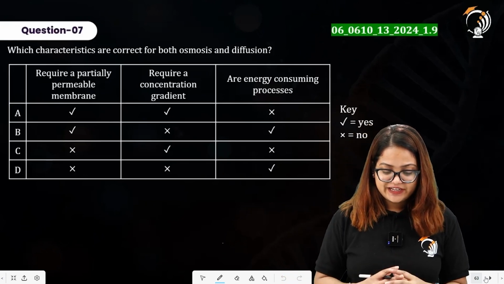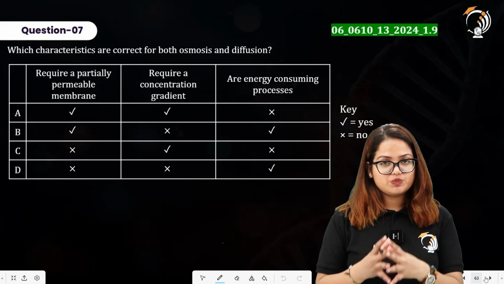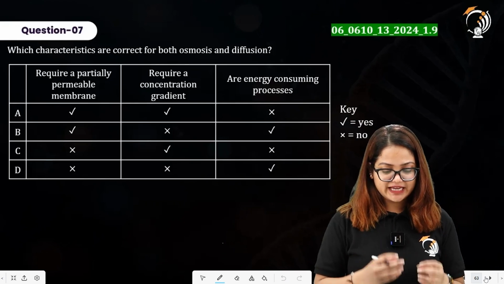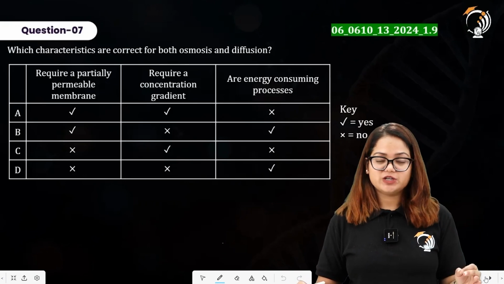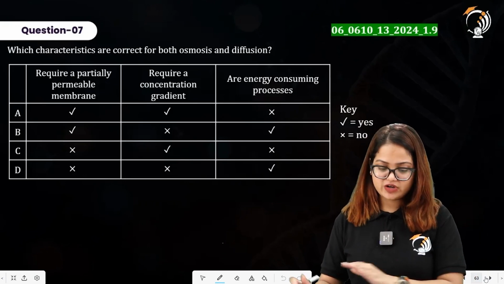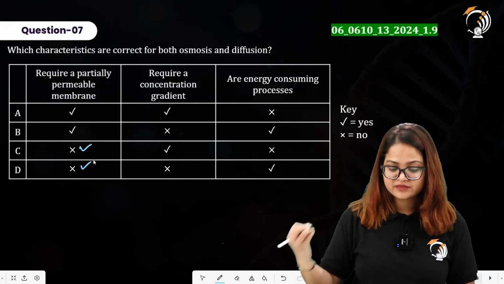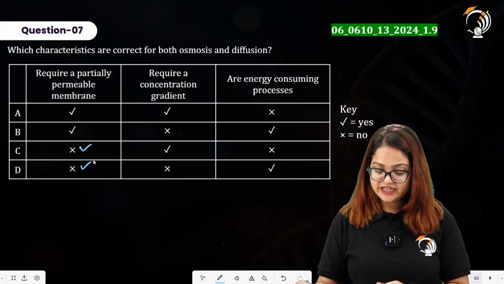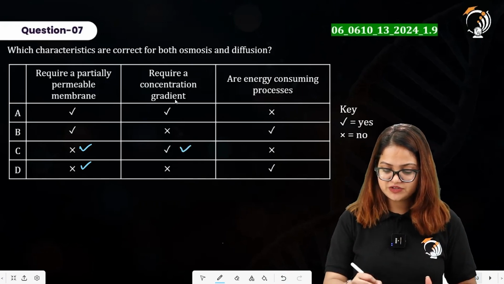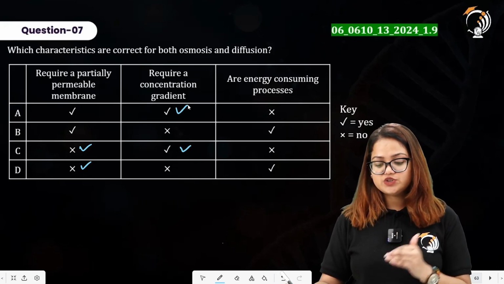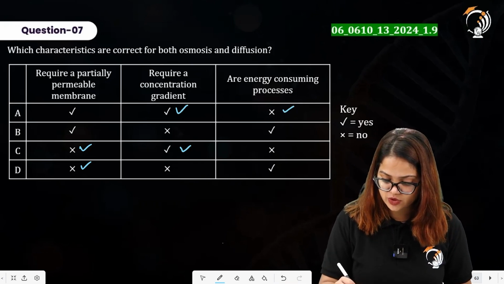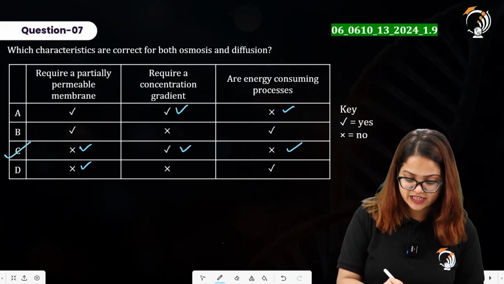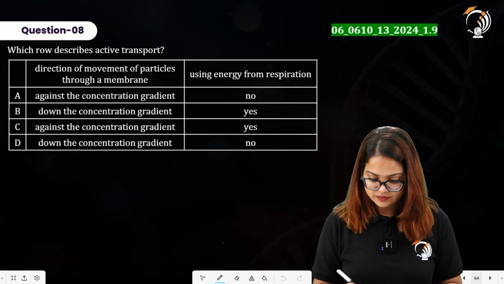Then we have which characteristics are correct for both osmosis and diffusion. Do they require a partially permeable membrane? Osmosis requires a partially permeable membrane. Diffusion does not require it, so it should be a cross. Require a concentration gradient? Yes, both of these require a concentration gradient. Are energy consuming processes? No, they are passive processes. They do not require energy. Option C here is the right answer.